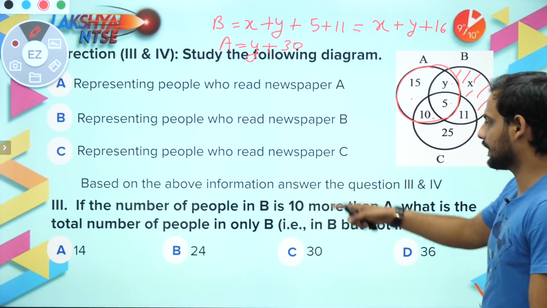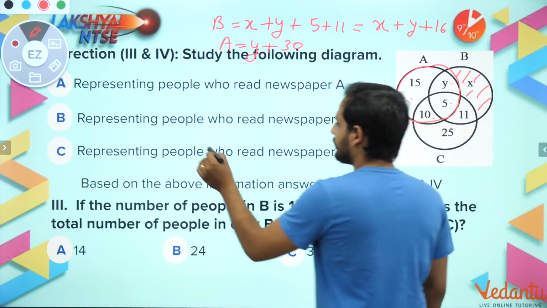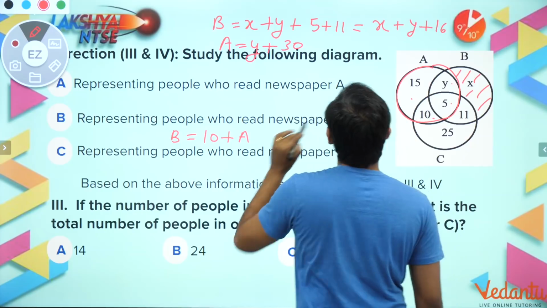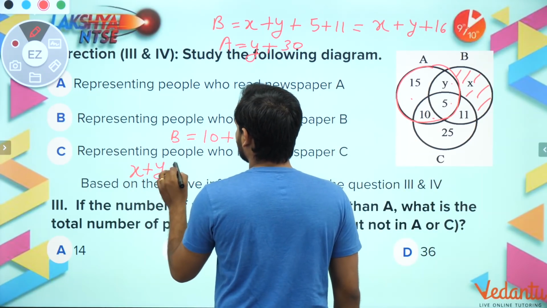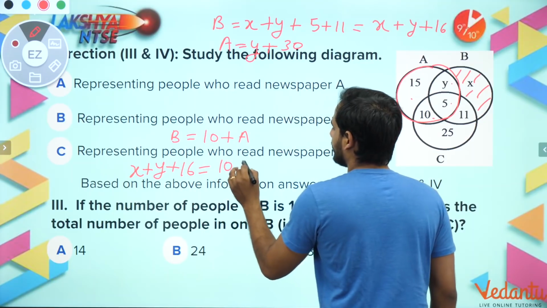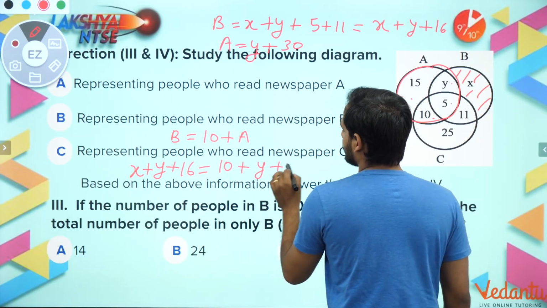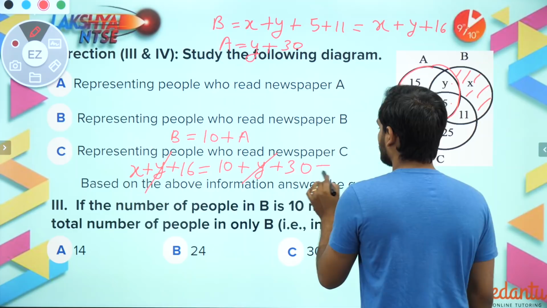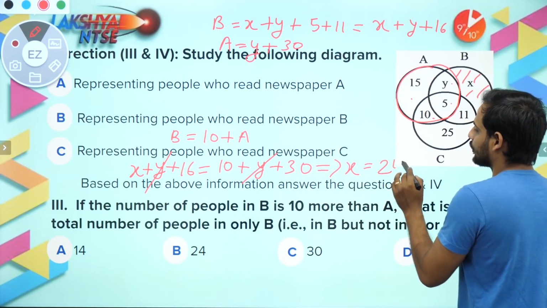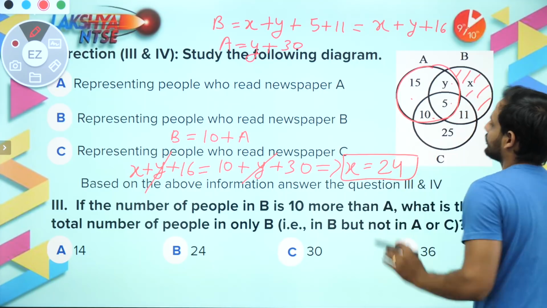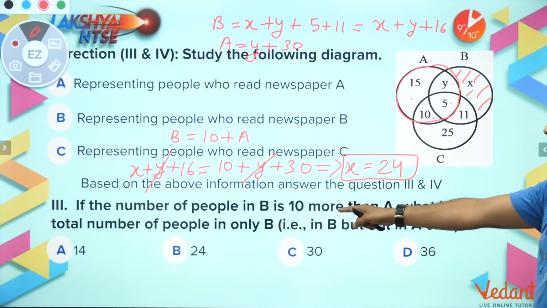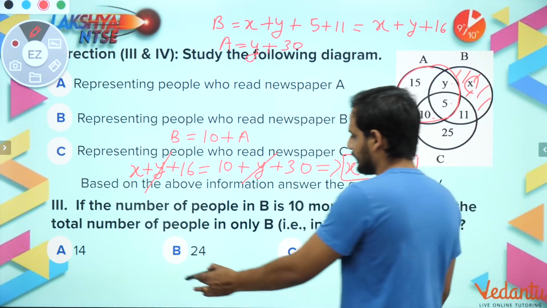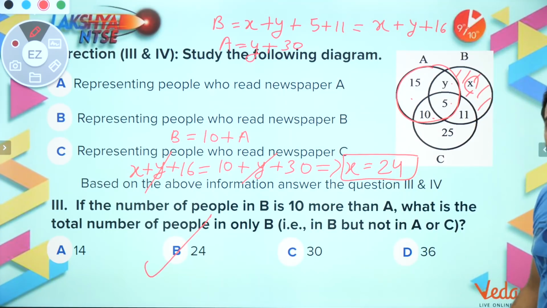Now the question is telling you that the number of people in B is 10 more than A. So X plus Y plus 16 is equal to 10 plus Y plus 30. You can see here Y and Y will get cancelled. Shift the 16 here, you will get X is equal to 40 minus 16, which is 24. That means this X value is 24. They were asking the number of people in only B, so in only B X is there. That means 24 people are there in only B.